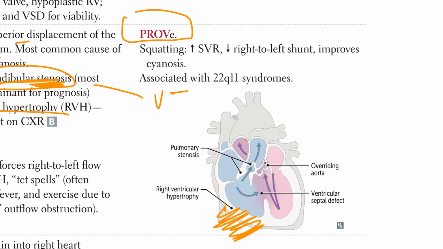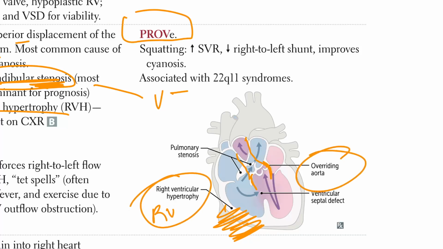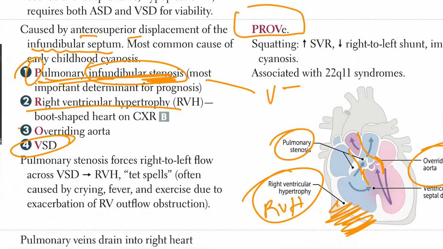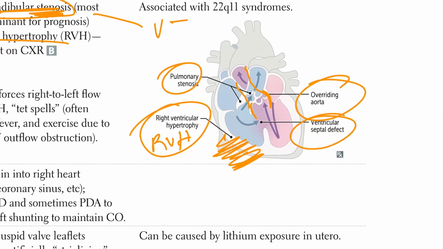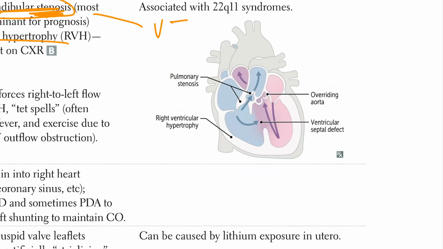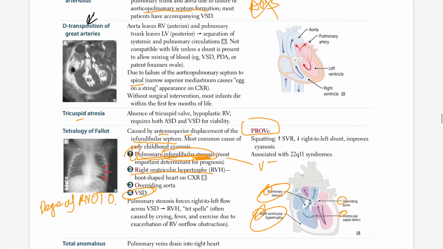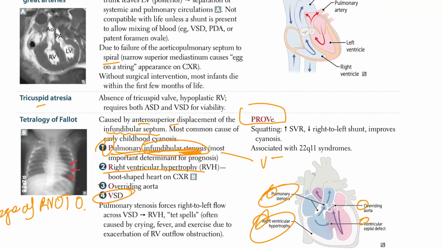Look at the aorta, okay? It is overriding. So you have overriding aorta. Right ventricular hypertrophy, pulmonary stenosis, overriding aorta. On top of that, the last one is going to be your VSD. Here's the VSD. So all of the four things which are PROV, which are also seen here. PROV. There is no E.